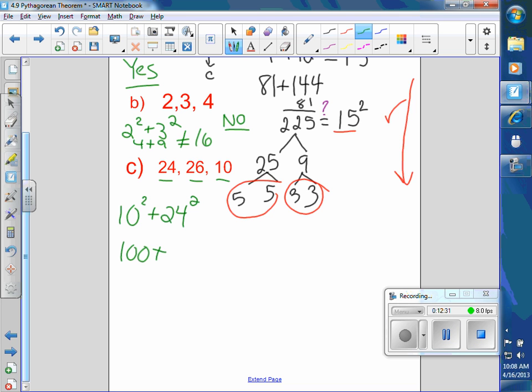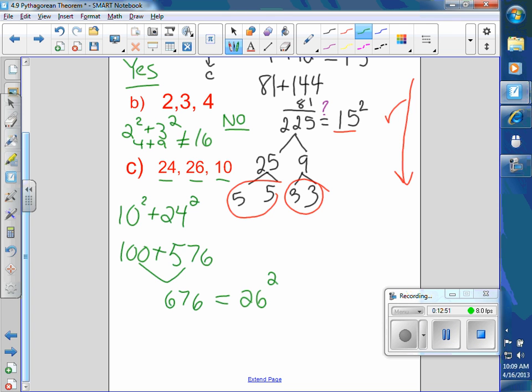416.5, what'd you say? 176. 576. Okay, so this is 676. Now we have to see if that's 26 squared. It would be easier to square 26 than to break down 576, wouldn't it?